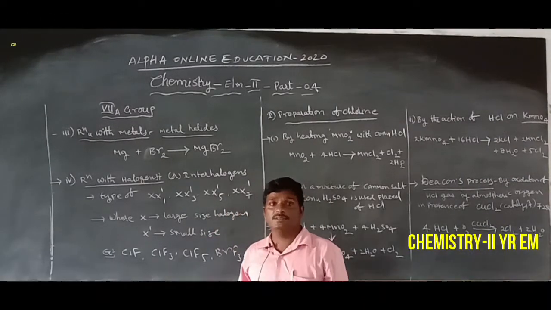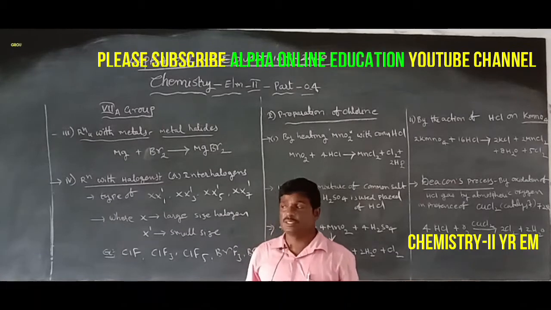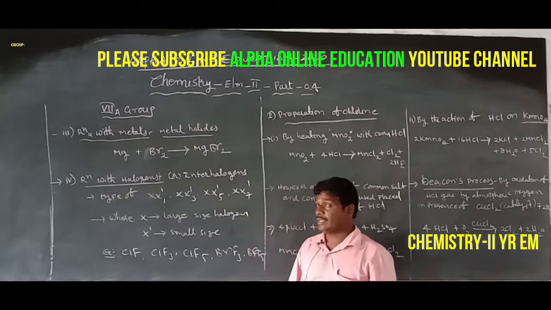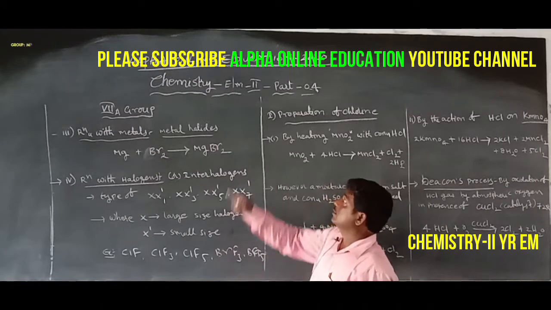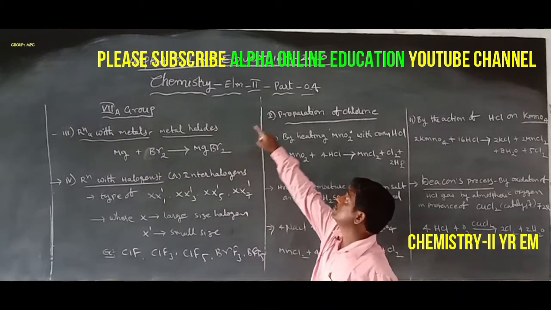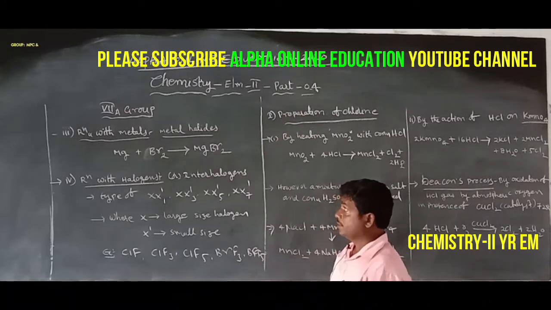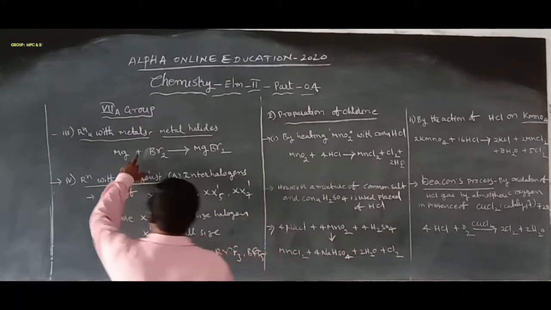Good morning, students. Today we are going to discuss another chemical property of the halogen elements. Chemistry second year English medium, part 4. The third one is the reaction with the metal.